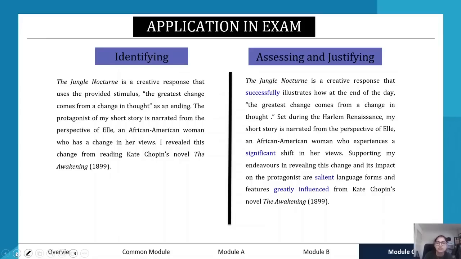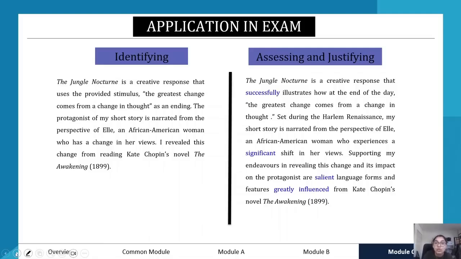The protagonist of my short story is narrated from the perspective of Elle, an African-American woman who has a change in her views. I reveal this change from reading Kate Chopin's novel, The Awakening, 1899. So this is just identifying. This is very basic. Let's have a look at what you want to do.